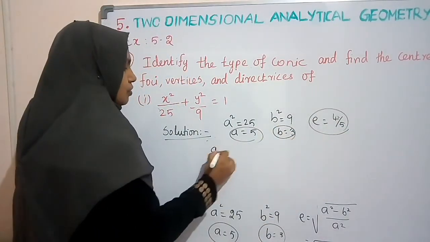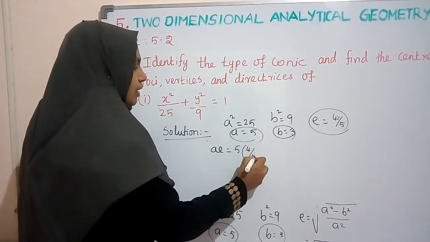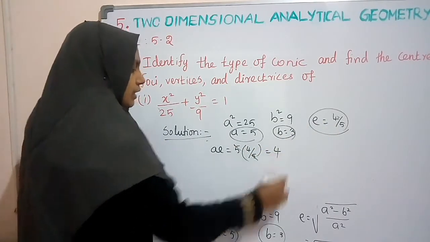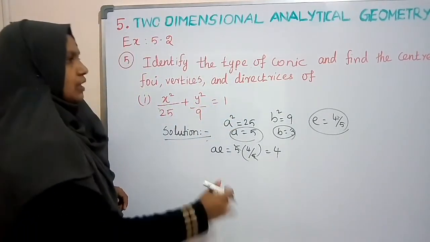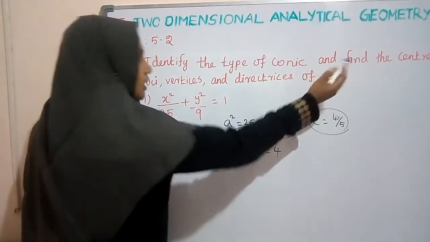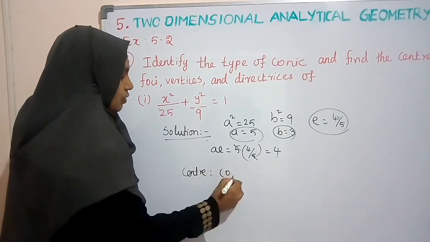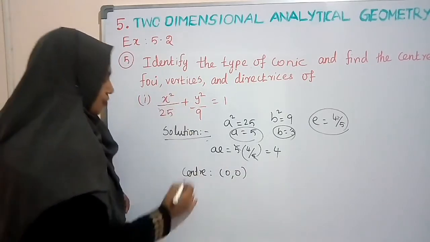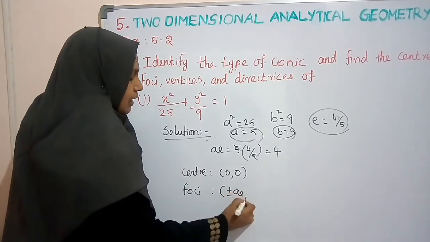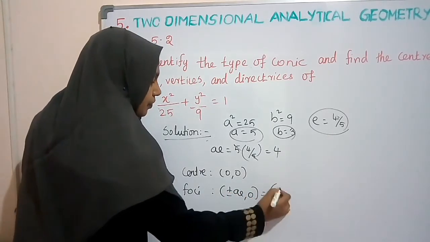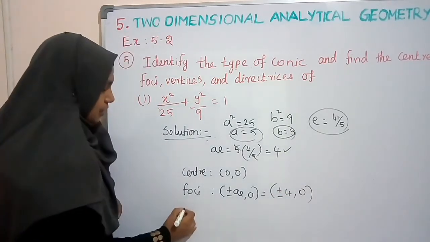Using this, we can also find ae. What is ae? 5 into the e value, which is 4 by 5. Then this gets cancelled. ae is equal to 4. So now we got all those values. First, they are asking for the center. So the center is 0, 0. Then foci, it is first form, so plus or minus ae, 0. That is plus or minus the ae value 4. So plus or minus 4, 0.